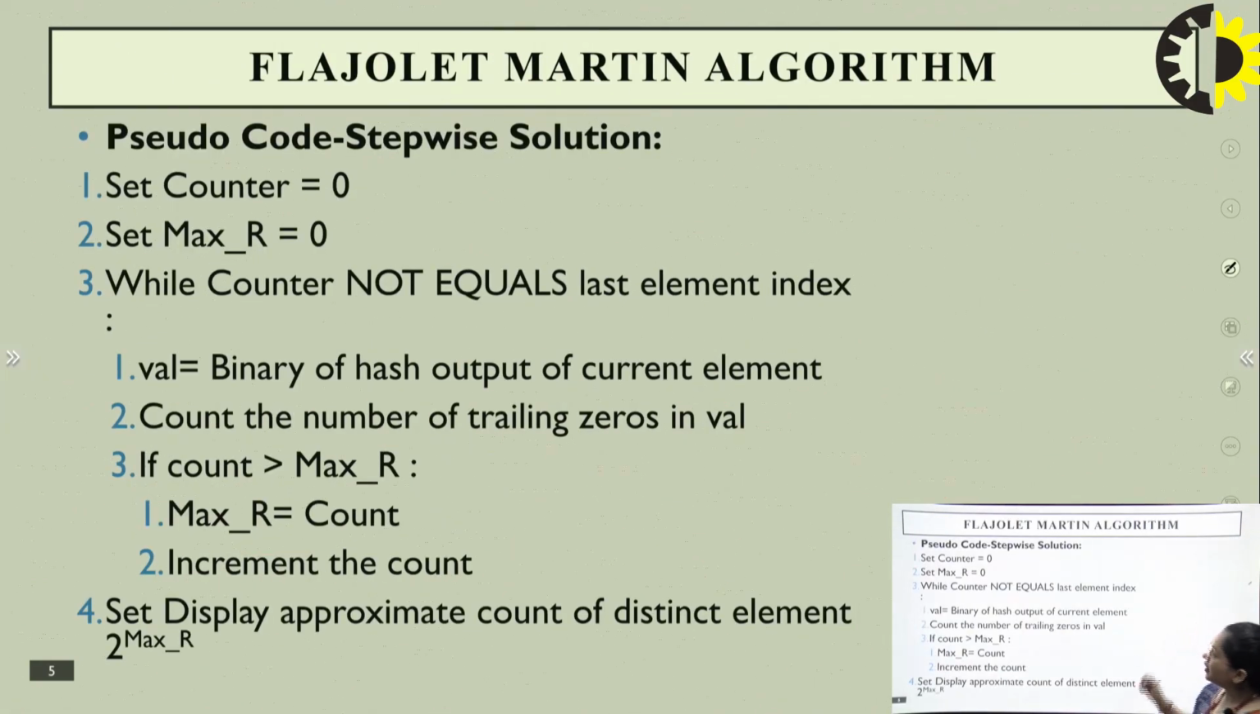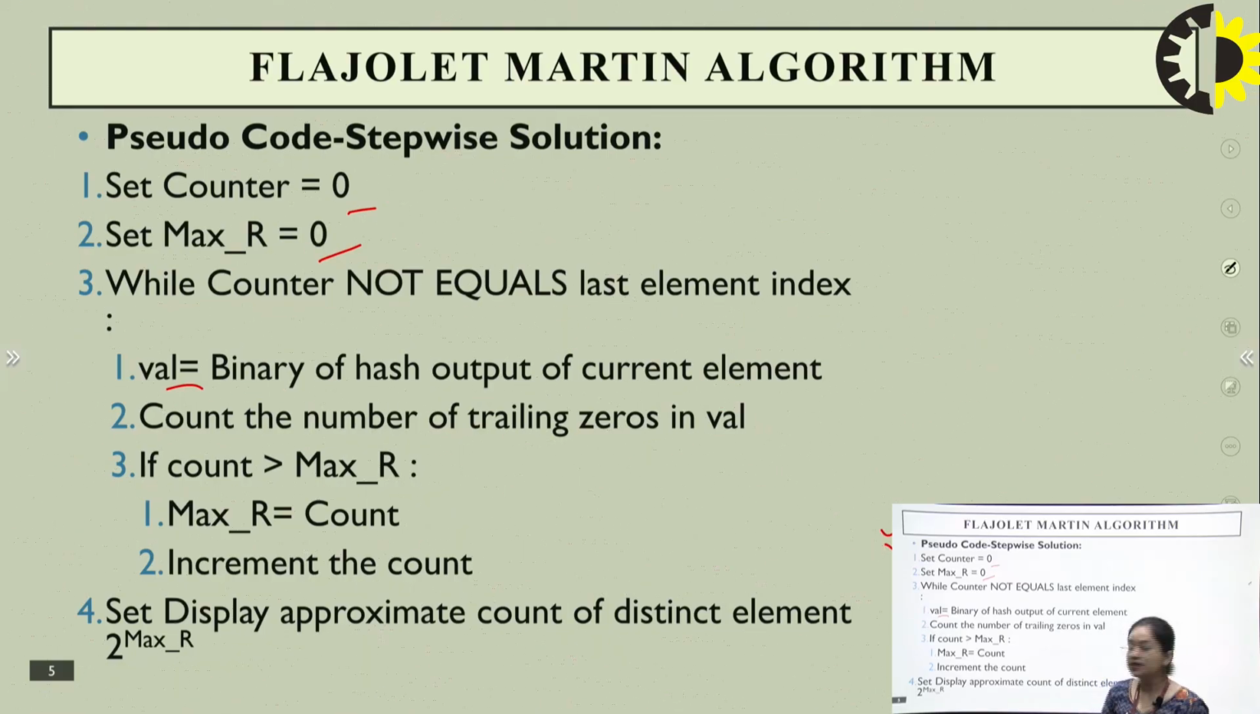Again, it is the same algorithm. We will take a counter and set the maximum value, initially 0. While the counter is not equal to the last element in the index of the stream, until we reach the last, we will keep counting. Then we apply the hash function to the value and convert it into a binary value, and that will come into the value variable. So the hash function is applied and converted into binary.